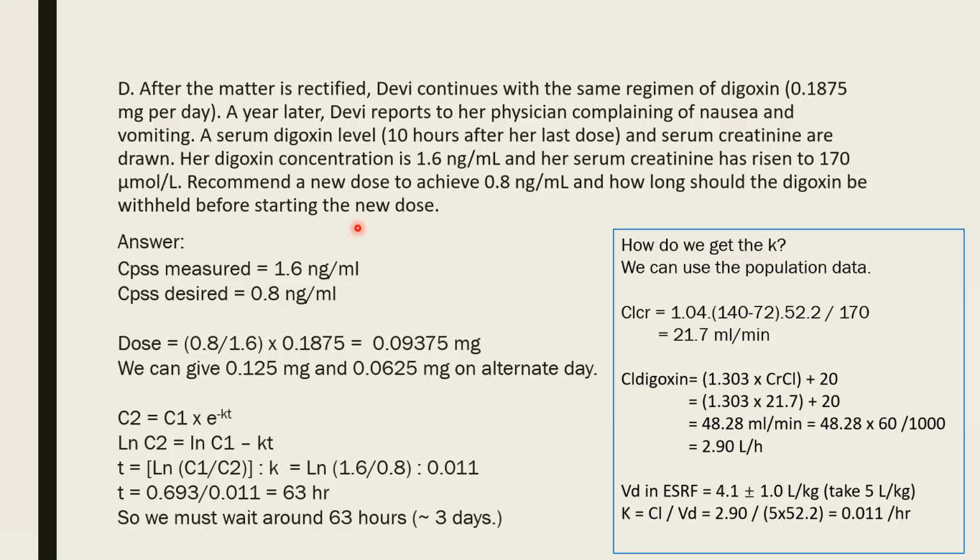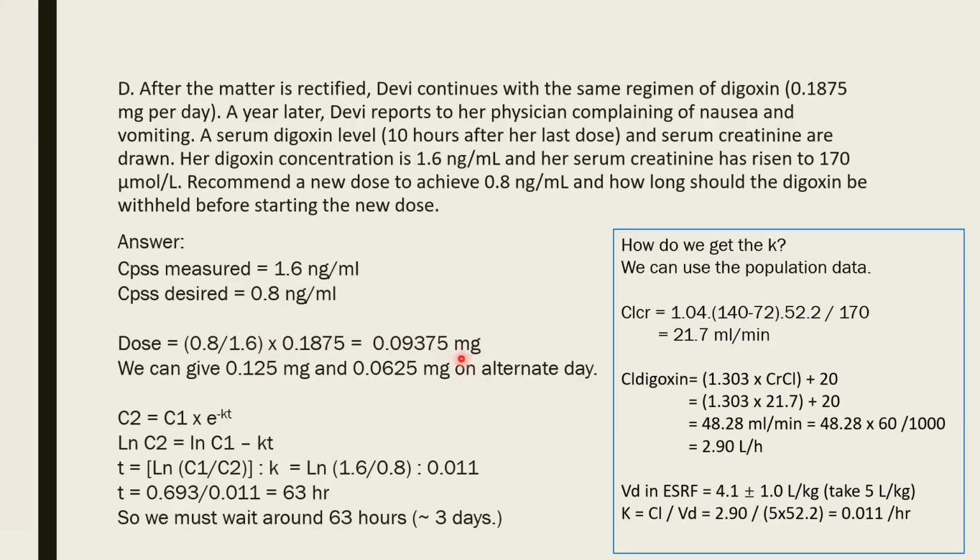Okay, so our measured concentration is 1.6, the desired one 0.8. It's totally half. So what we need to do, just to calculate the new dose, is 0.8 divided by 1.6 times the dose. This is the dose that you're using. So we got 0.09375 milligram per day.